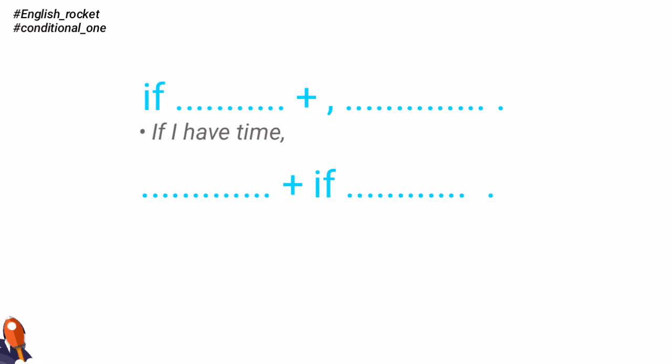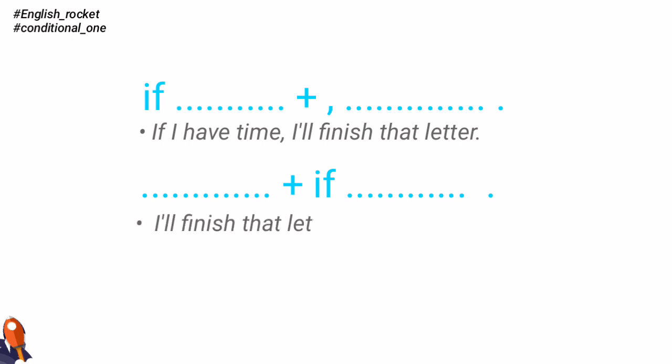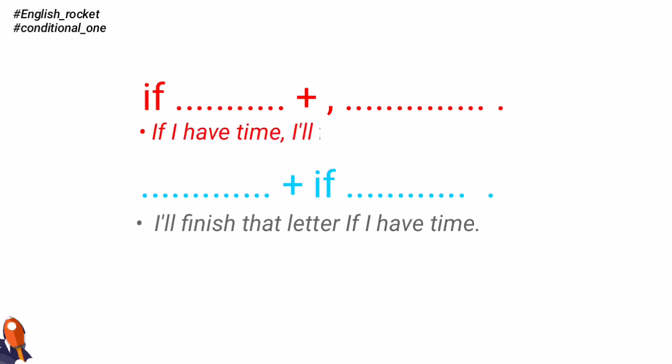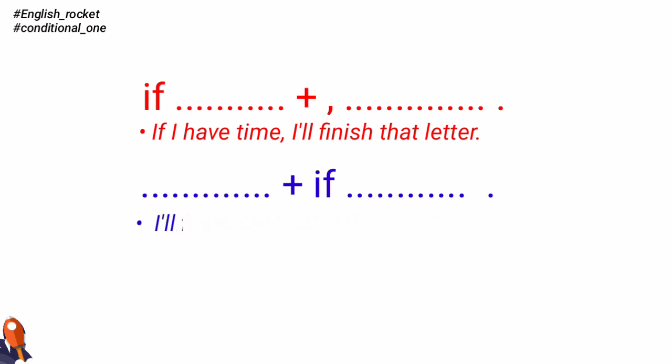For example, if I have time, I will finish that letter. I will finish that letter if I have time. As you see in the first example, you can start by the if clause, then the main clause. But you need to put the comma before adding the main clause. But in the second example, you can start your sentence by the main clause, then the if clause, without adding any comma, and the sentence becomes, I'll finish that letter if I have time.